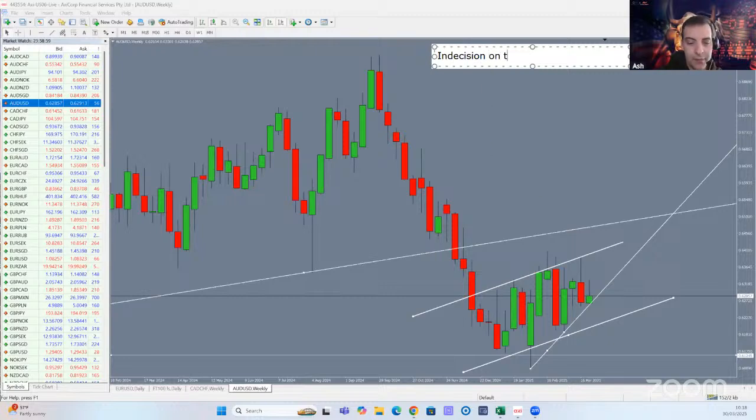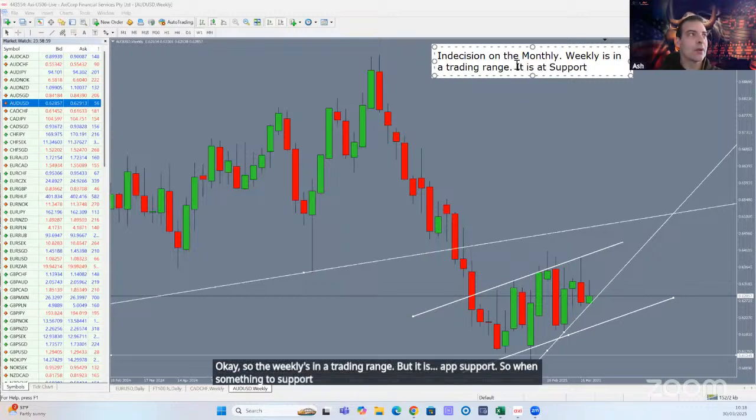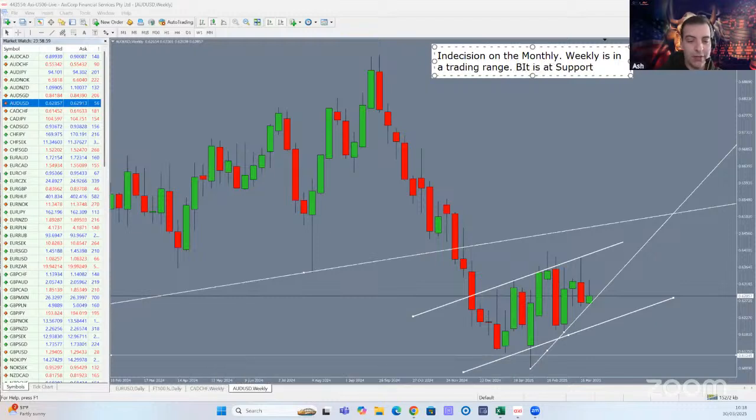On the monthly. And the weekly is in a trading range. Okay, so the weekly's in a trading range. But it is at support. So when something's at support, put a big but here, but it is at support. So when something's at support, then we're more interested in buying than selling.